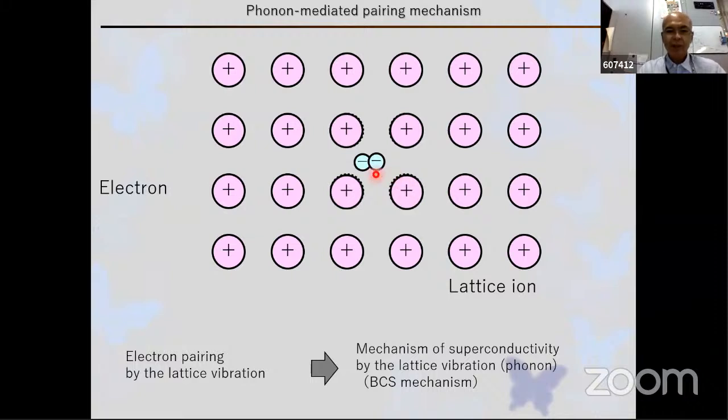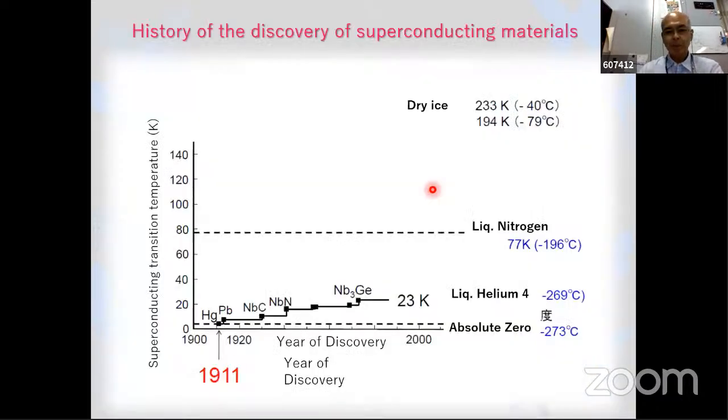This kind of coupled state of two electrons we call a Cooper pair. The Cooper pair is necessary to form the superconducting state in any case. In this case, the Cooper pair is formed via phonon interaction. This is the basic mechanism to realize the superconducting state. We call it BCS theory. Bardeen, Cooper and Schrieffer suggested this model, explained the superconducting state, and then got a Nobel Prize.